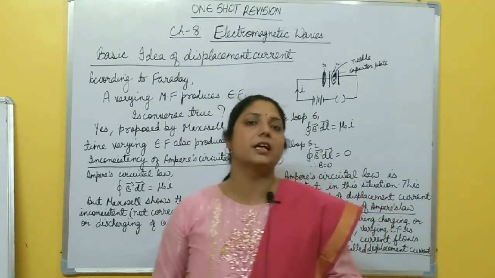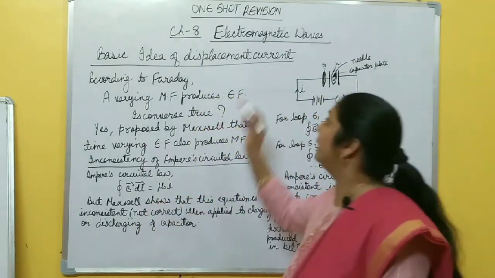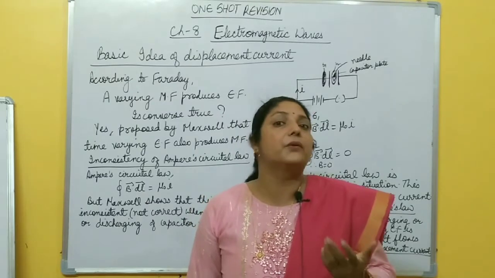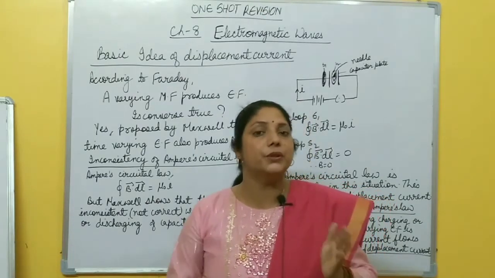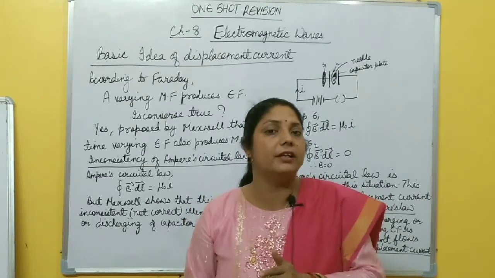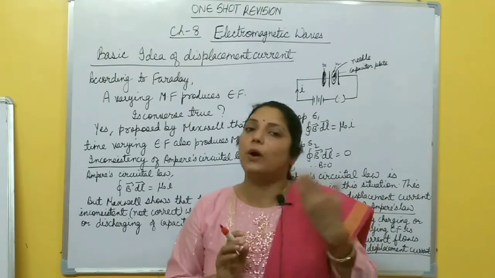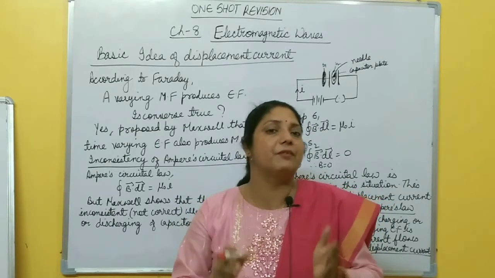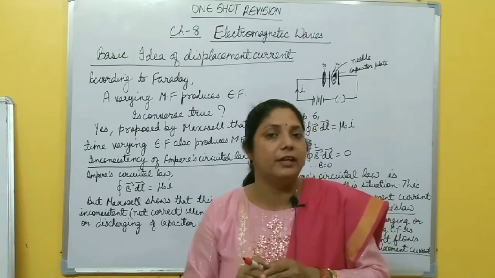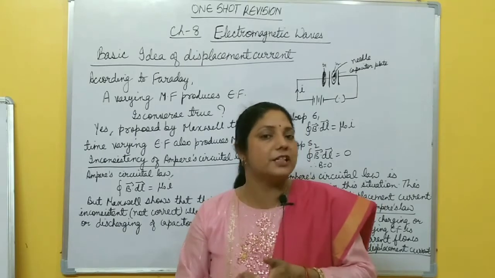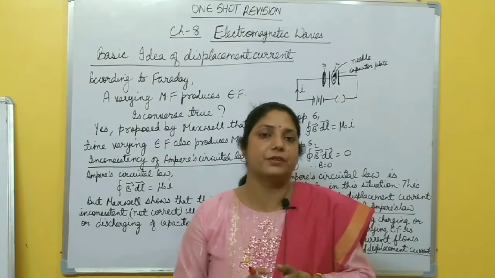Today I am going to start one short revision of chapter 8, that is electromagnetic waves. As the name suggests, it means both electric and magnetic field are present to produce electromagnetic waves. So whatever you have studied up to chapter 7 about electric and magnetic field and related equations, all those equations are used to explain electromagnetic waves, right?